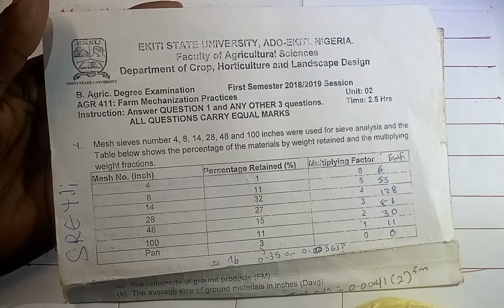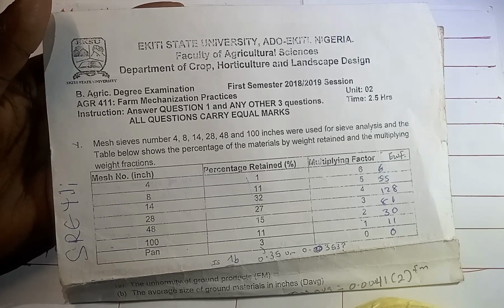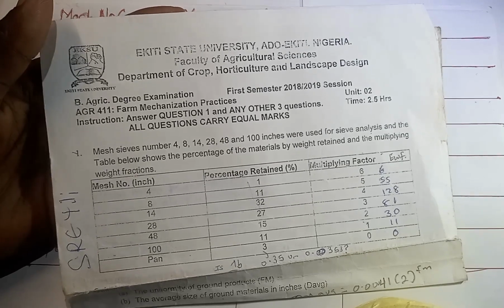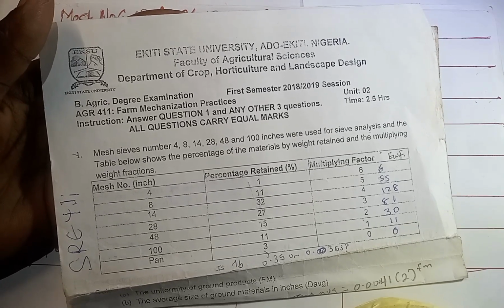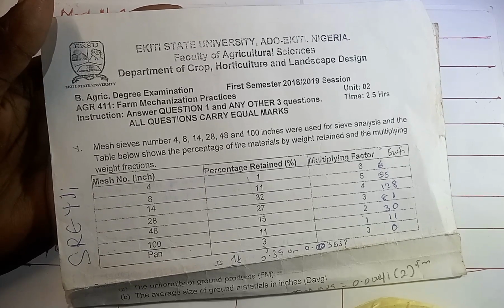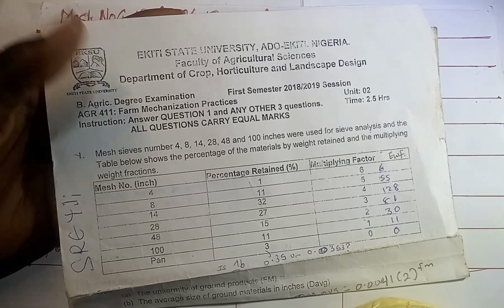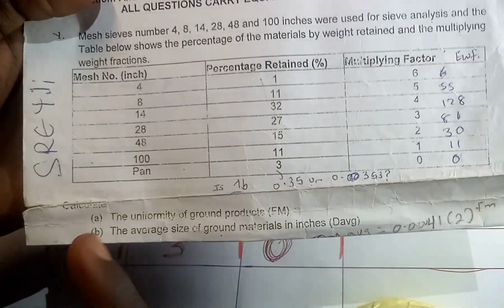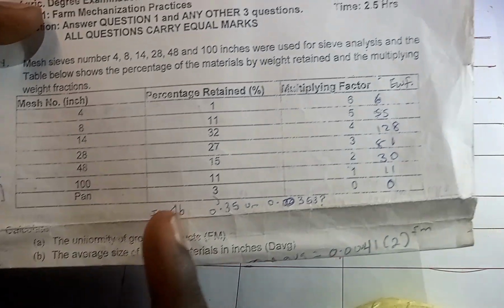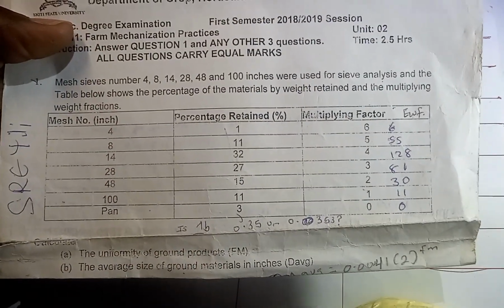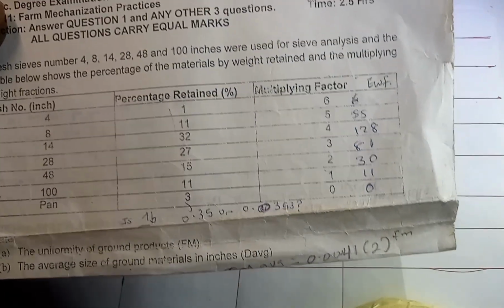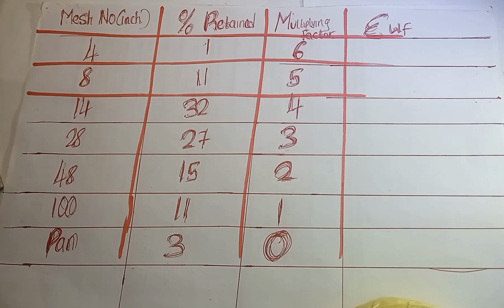And we have another question that we're going to be solving today on soil science. The question is also on sieve analysis. But in this particular one, we are going to be finding the uniformity of ground product, which is the fineness modulus, and the average size of ground materials in inches. That is the average. But first of all, what is fineness modulus?